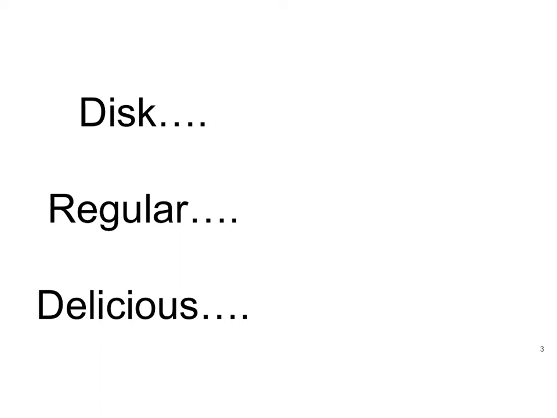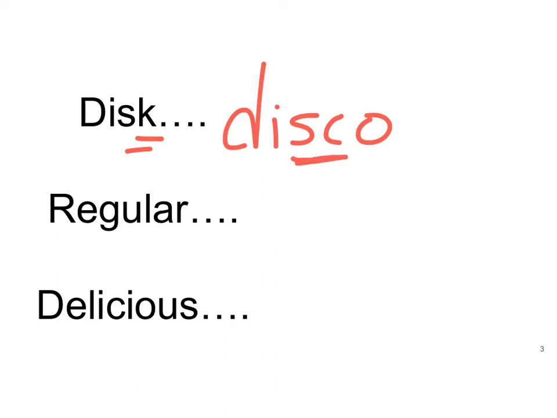Some examples of cognates are going to be disc. In Spanish, disc is disco. Okay? You use the K in Spanish very seldomly. So whenever you have this strong K sound, you're going to have an S with a C. So it's disco.